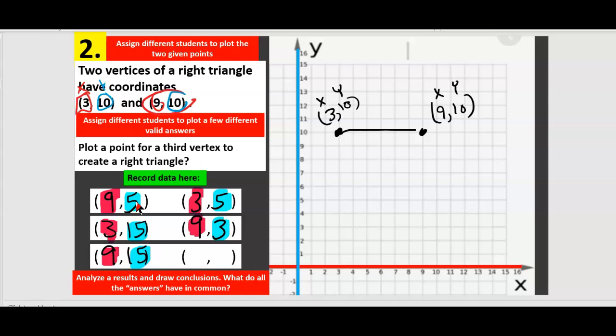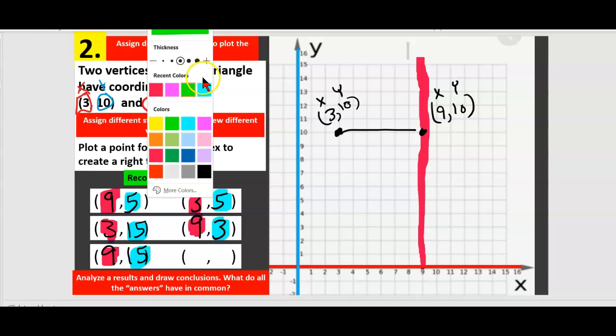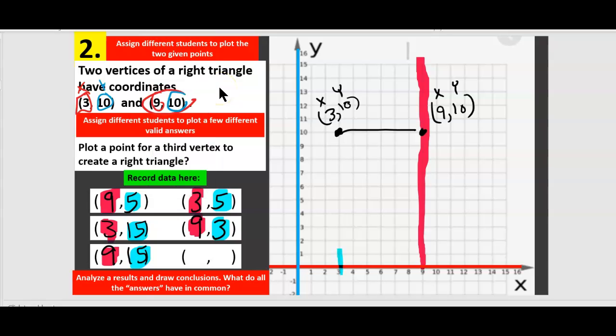Because if you make anything on the 9, then you're going to get a right triangle. If you make anything on the 3, if you make X a 3, any 3 at all, except for if you have the Y of 10, obviously, excluding Y of 10, you're going to get a right triangle. Try it. Pick any of these points. You'll see what I mean.